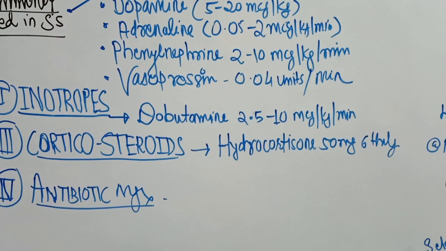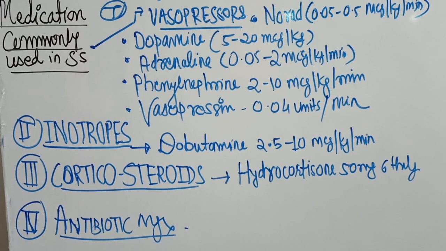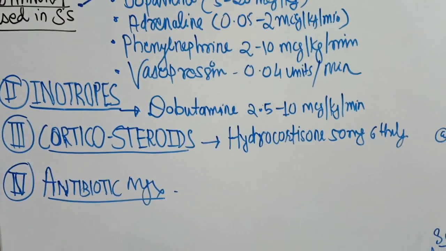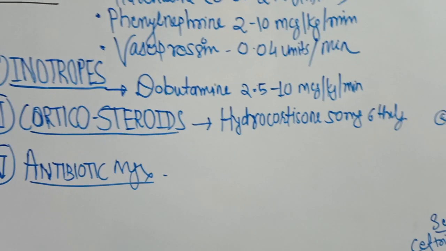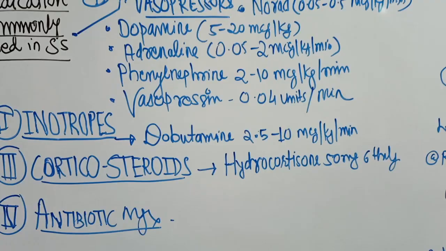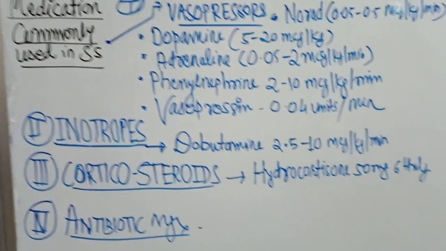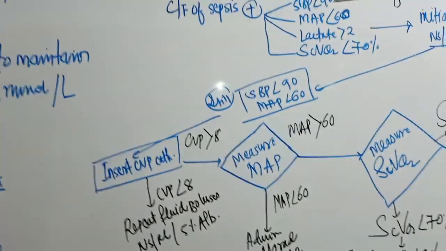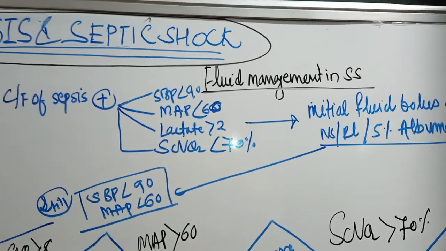Inotropes. The most commonly used inotrope is dobutamine 2.5 to 10 microgram per kg per minute. Corticosteroids, we commonly use hydrocortisone 50 milligrams QID, and antibiotics, which we'll discuss later on. So what is the fluid management in septic shock?